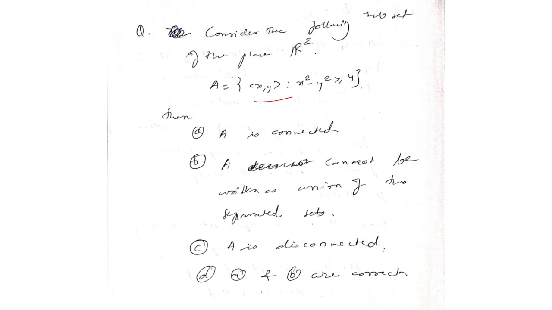Option A says that A is connected. Option B says that A cannot be written as union of two separated sets. Option C says that A is disconnected. Option D says that A and B are correct, that is, both these options are correct. So find out which option is correct. Try it.